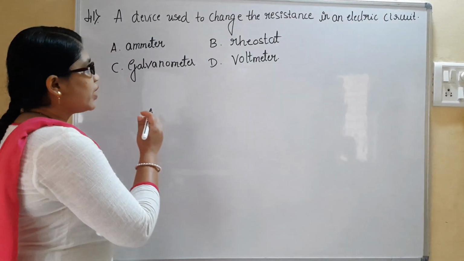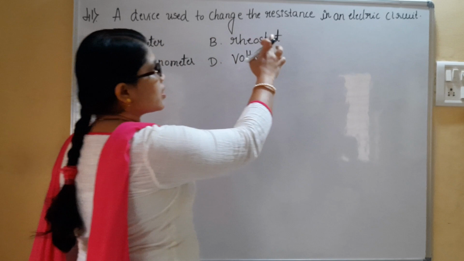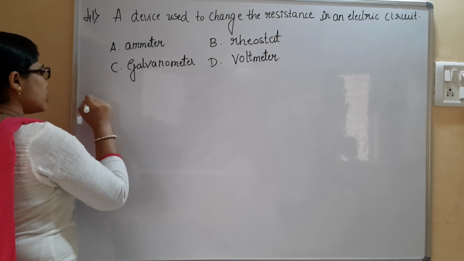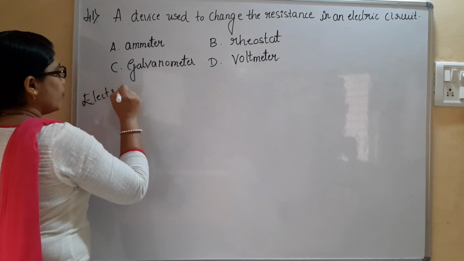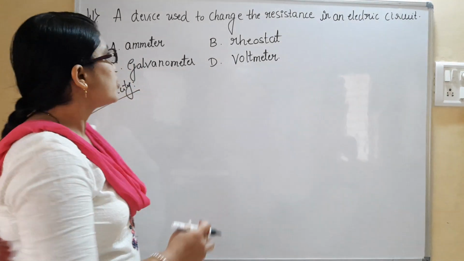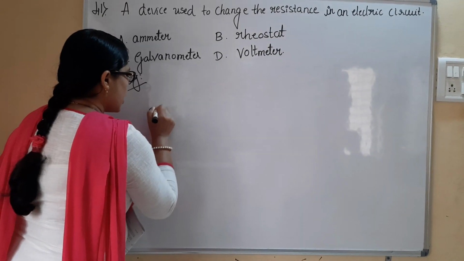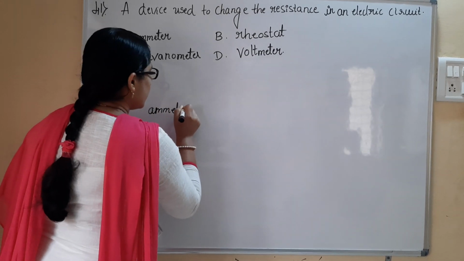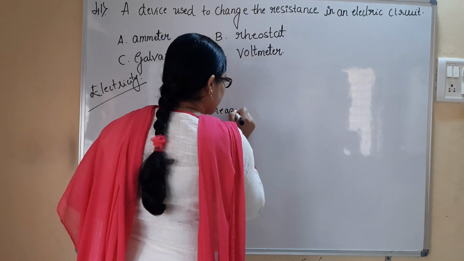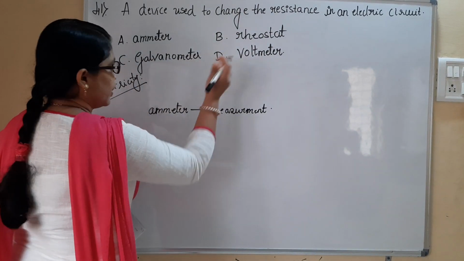Welcome students. So we are going to have the first question. A device to change the resistance in an electric circuit is. It is the first question, and this question is being asked from the chapter electricity, as you all know. So there are 4 options being given. A, Ammeter. So students, ammeter mainly tells us the measurement of current.